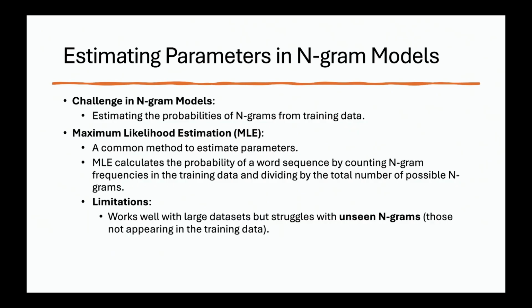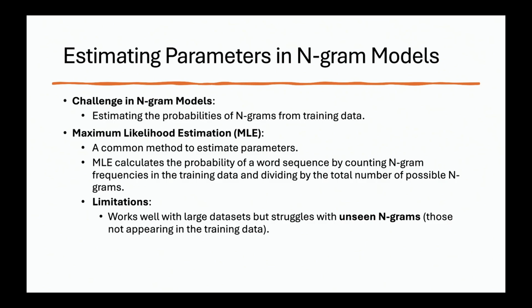The next is estimating parameters in N-gram models. Now let's talk about estimating parameters in N-gram models. The key challenge here is to estimate the probabilities of N-grams from the training data. Maximum likelihood estimation. A common method for parameter estimation is maximum likelihood estimation. MLE calculates the probability of a word sequence by simply counting the frequency of the N-grams in the training data and dividing by the total number of possible N-grams.